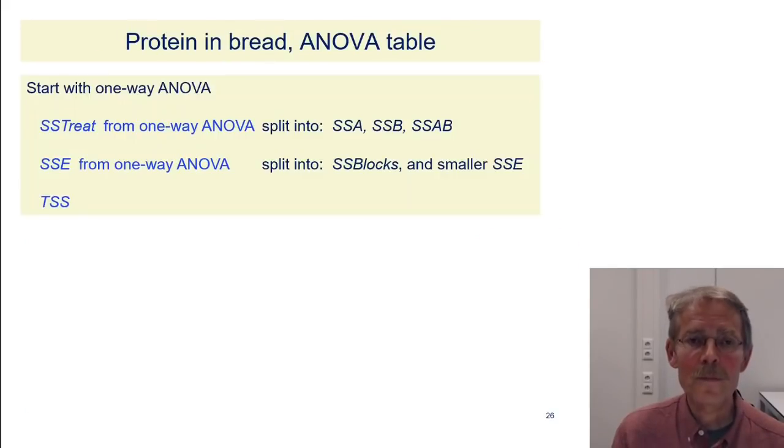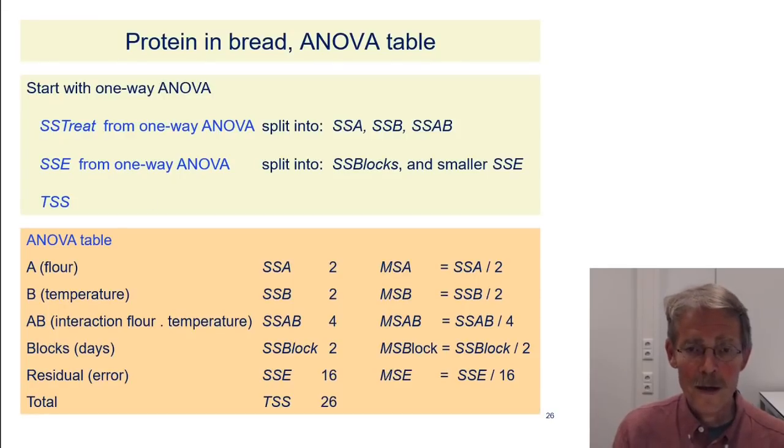Okay, let's see. We can imagine to start with one-way ANOVA, and then we can split the sum of squares of treatments into 3 parts and the sum of squares of error into 2 parts, the sum of squares of blocks and a new SSE. So the splits we made in the previous lecture for the factorial structure and the split we are making in this lecture for the blocks, they both come together in this example. And we end up with all these different sums of squares.